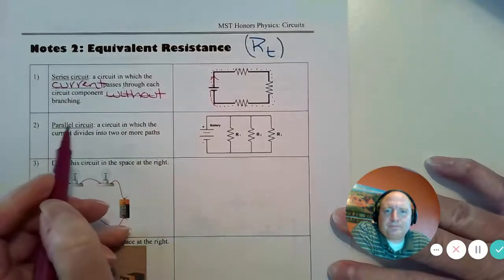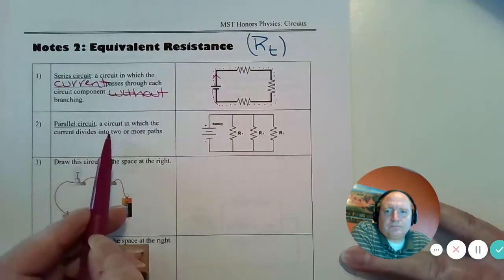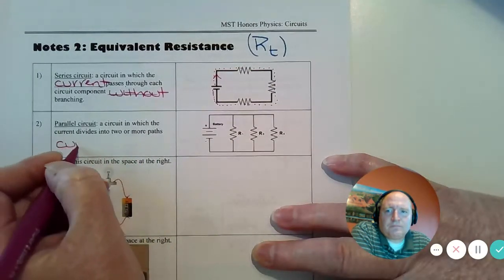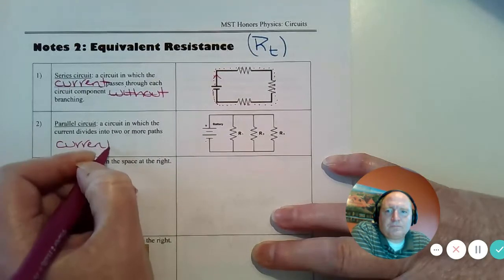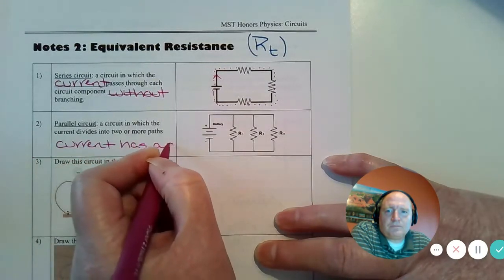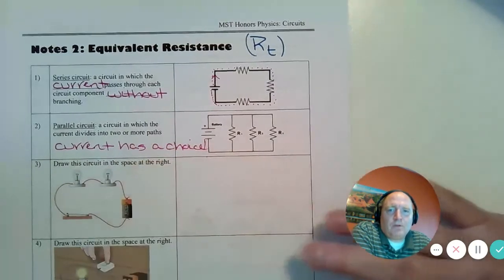Cool. All right, but look at a parallel circuit. It is a circuit in which the current divides into two or more paths. So I'm going to write down the word current has a choice. Current has a choice. That's cool.